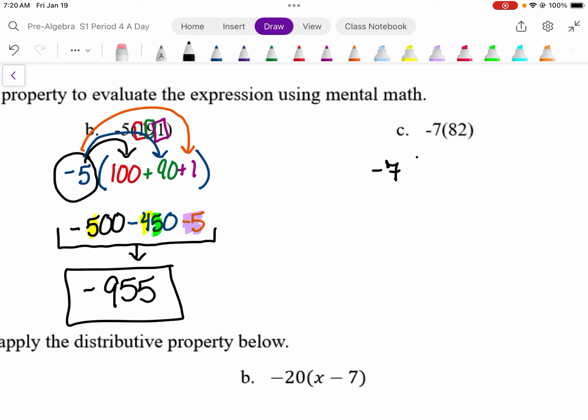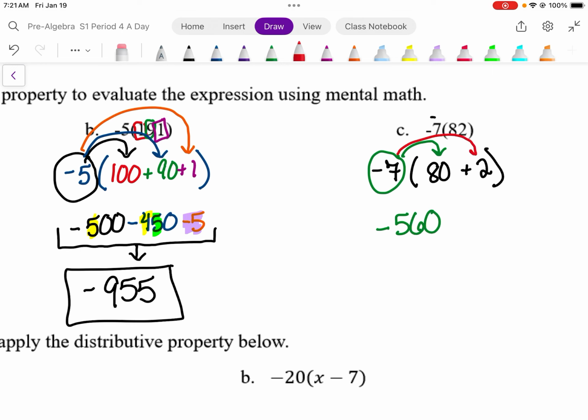Okay, so hopefully you have your answer. So you should have taken -7 times 80 plus 2. And then this -7 would be multiplied by 80. Negative times a positive would be negative. 7 times 8 is 56, and then we add the 0.